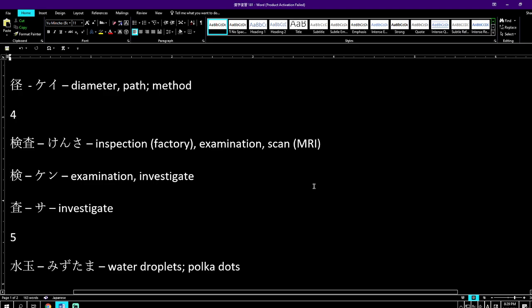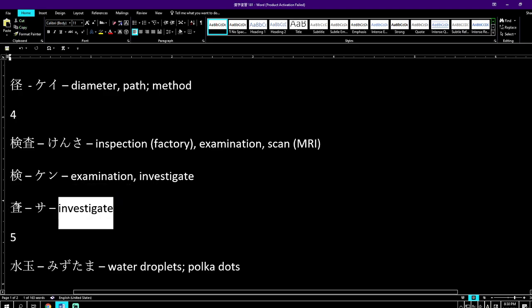Ken. Ken desu. Ken, examination or investigate. Number 2, the second kanji here is sa, for investigate.